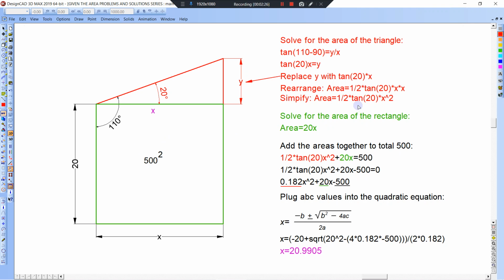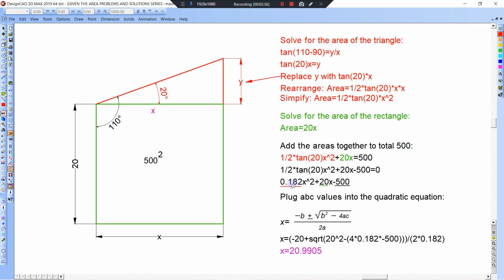That's an x squared, and that's one of the polynomial terms that we're going to end up with. Then 20x is the area of this rectangle, our square. That's real simple too, right? So that's the area of this one. Then we're going to add those two areas together, and they're going to equal 500. So 1/2 of tangent of 20 times x squared plus 20x is equal to 500. Straight out, no problem.